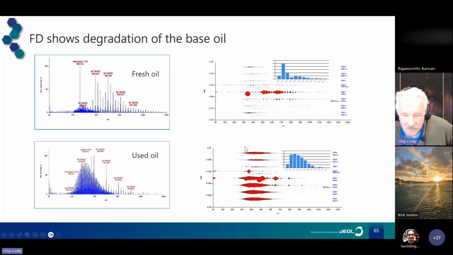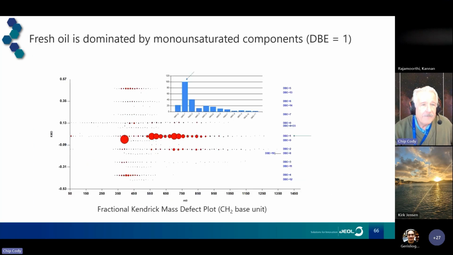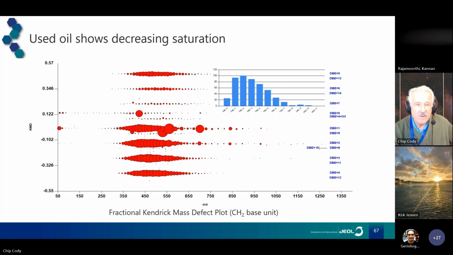And the molecular weight distribution has shifted from around 750 to about 450. I've also got little graphs up here showing you which of these series is the most abundant. You can see 1 degree of unsaturation there, and 1, 2, 3, 4, 5, 6, and 7 for the aged oil. A closer view of this, and for the used oil. And you can also see, of course, some of the things that don't fall along the lines are the additives or degradation products.